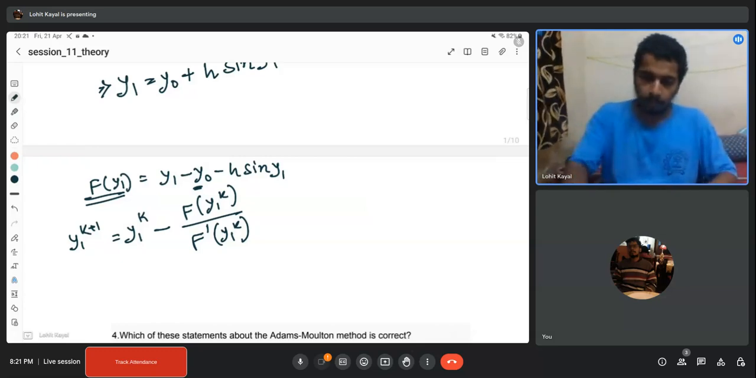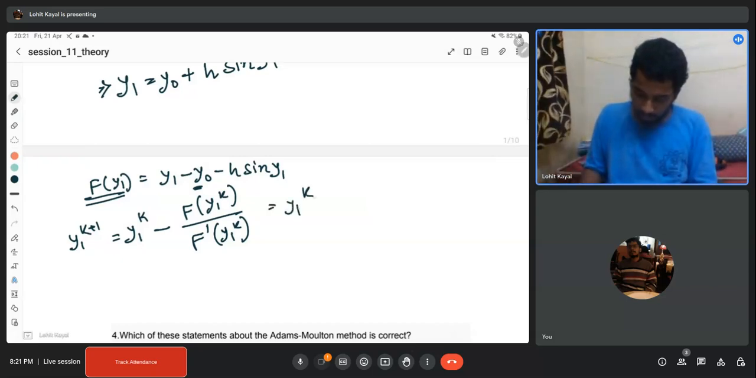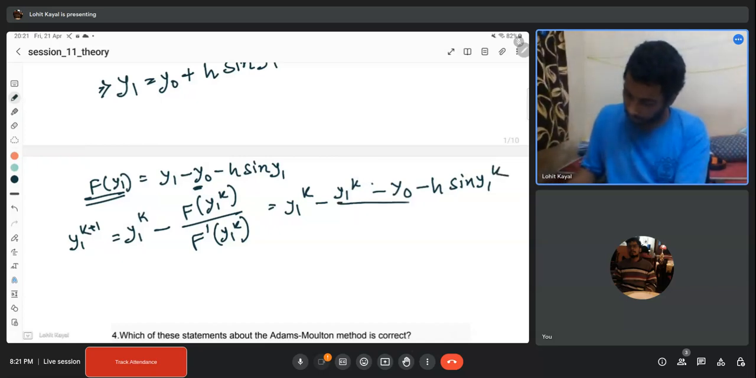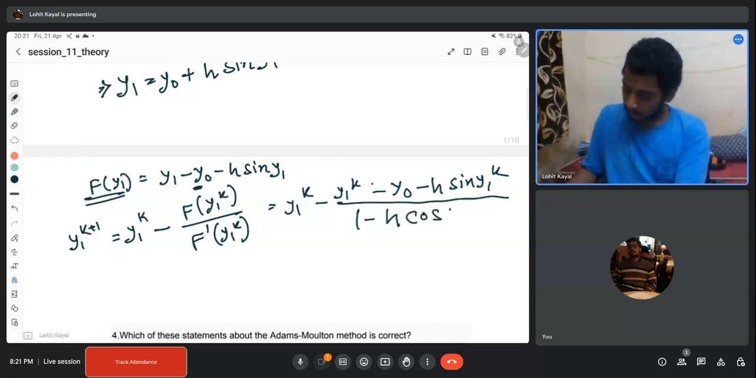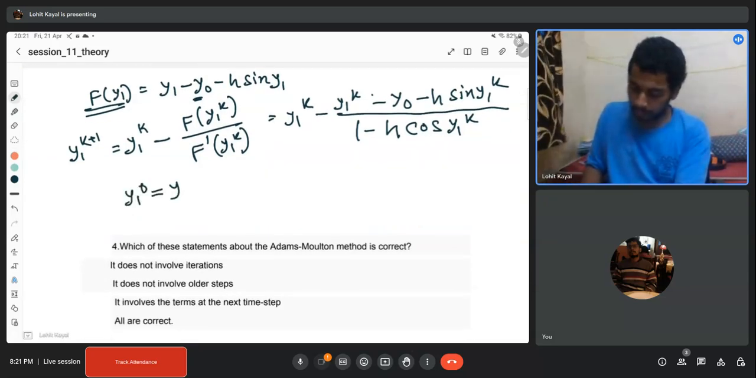Right. So what will be the expression? The expression will be equal to y1 of k minus (y1 of k plus 1 minus y0 minus h sine y1 of k) divided by 1 minus h cosine y1 of k. Okay, now you need a value of y1 of 0, so you can assume it as y0.